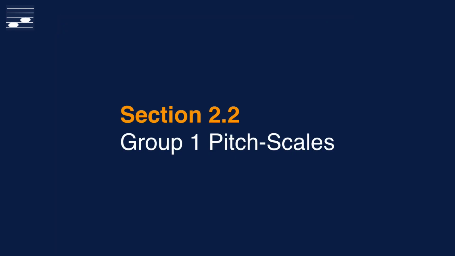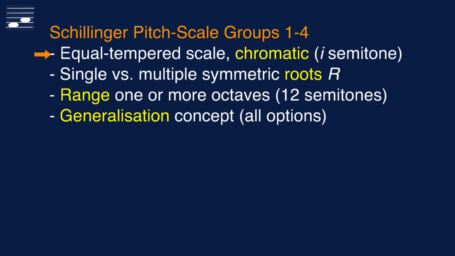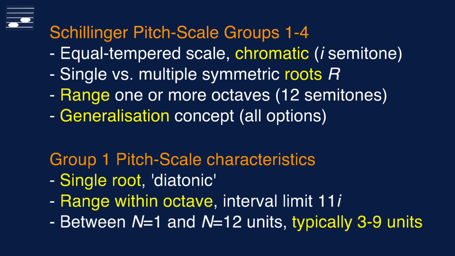Schillinger discerns 4 groups of pitch scales. His starting point is the equal-tempered chromatic scale, and you may use scales with single or multiple symmetrically distributed roots. Another characteristic is the range of the scale, and the Schillinger system frequently presents generalization concepts. In Group 1 we find the scales with a single root, with a diatonic character and the range limited to 1 octave. Group 1 scales typically have between 3 and 9 pitch units.